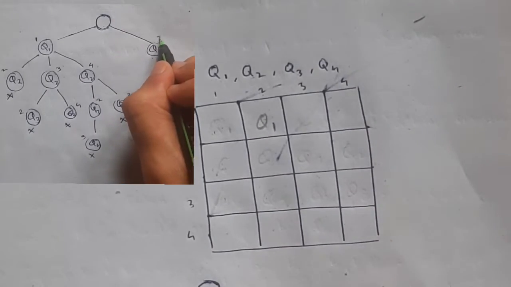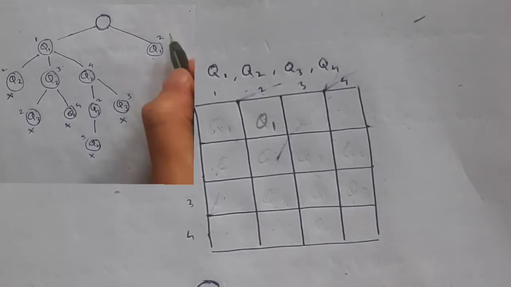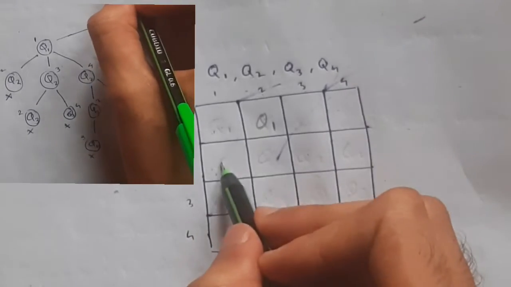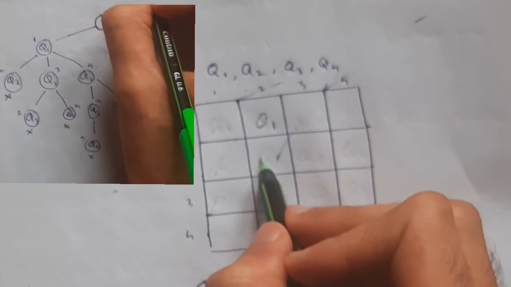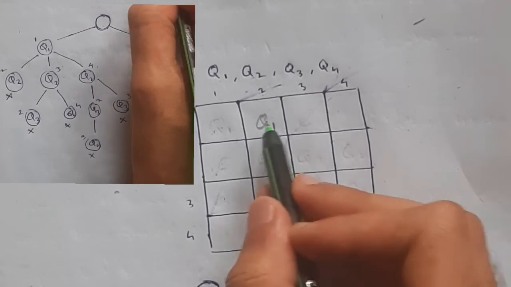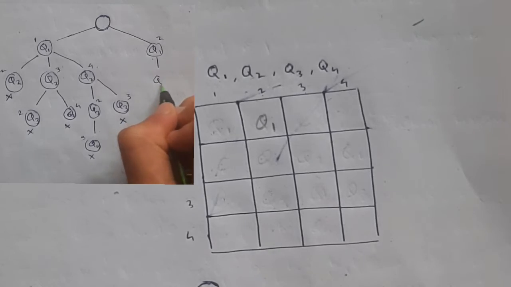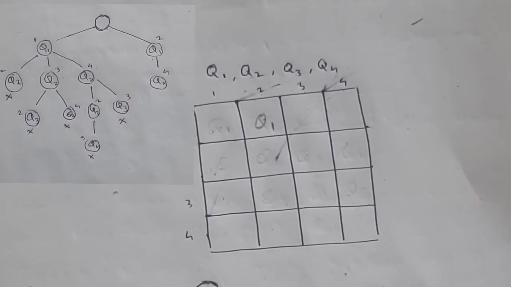Okay, now Q1 is in the second column. Where can I place Q2? Can Q2 be placed here? No, it's a diagonal. Q2 can be placed here? No. Q2 can be placed here? No. Q2 can be placed here? Yes, in the fourth one. So from here, Q2 in the fourth one. I'll be placing Q2 here.